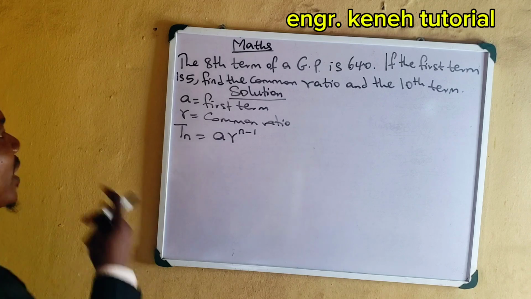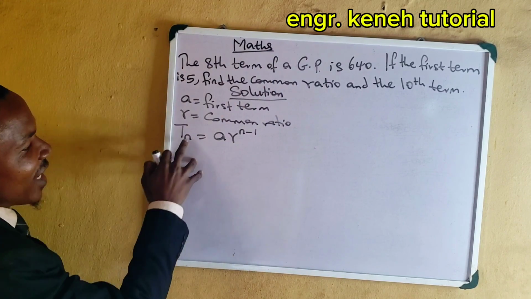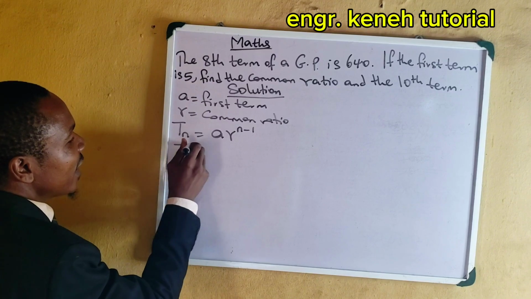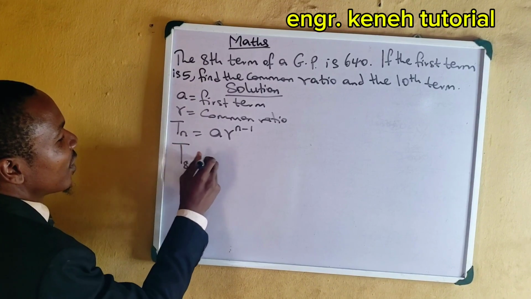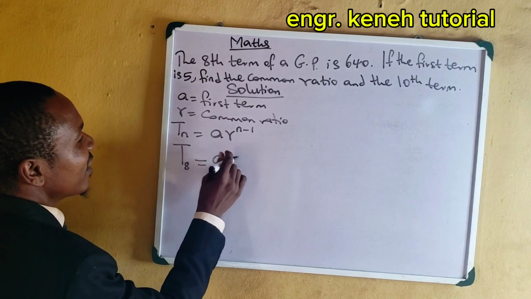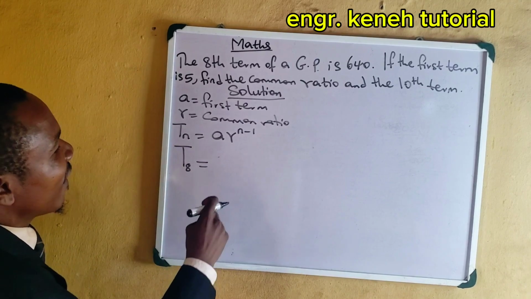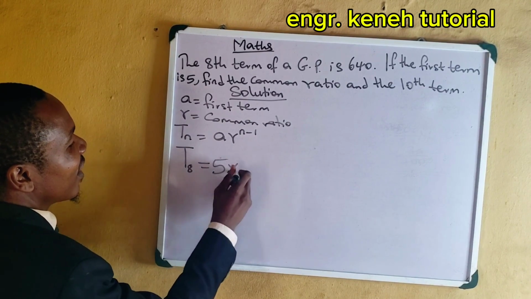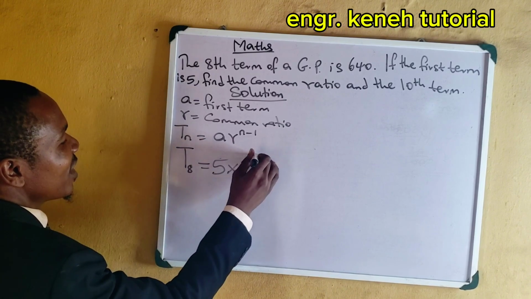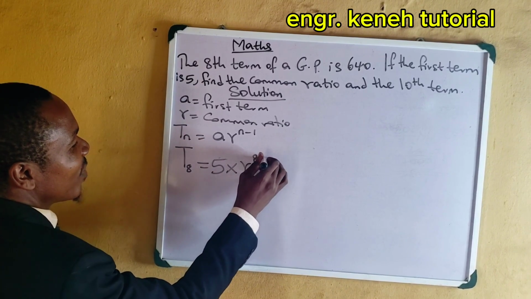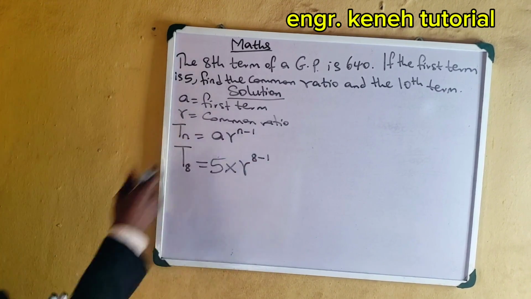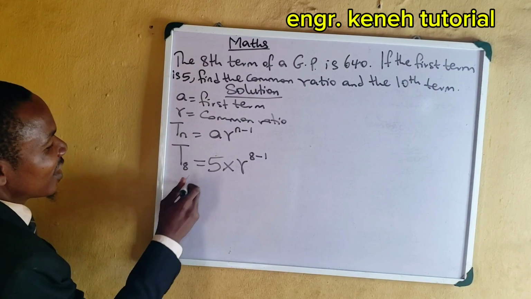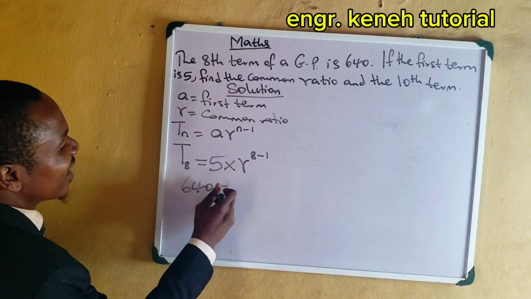All right. Here they said the eighth term of a GP. That means that n should be what? 8. So we have T8, the nth term of a GP. They gave us the first term. The first term is 5. So here we have 5, and the common ratio r, raised to the power 8 minus 1. Anywhere you see n, you call it what? 8. They gave us the value of the 8th term. They said it is 640.